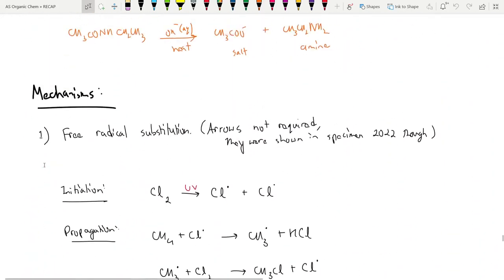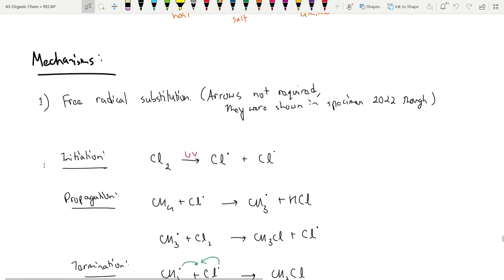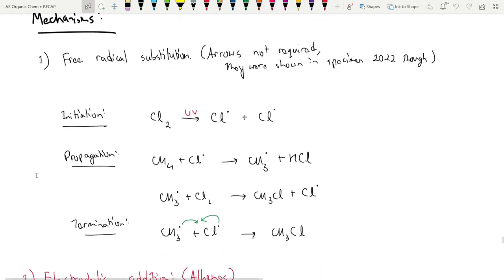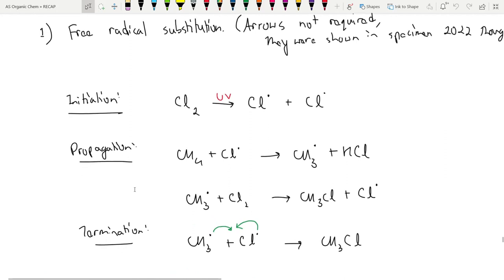Okay, so starting with free radical substitution, this is typically a reaction of alkanes. Arrows are not required in this mechanism, but I saw it in the specimen 2022 paper for AS chemistry paper 2. So you can learn it. I'm going to show you. We have 3 steps: initiation, propagation, termination.